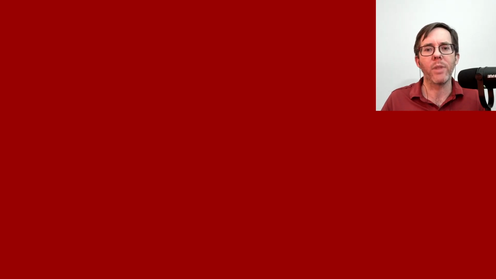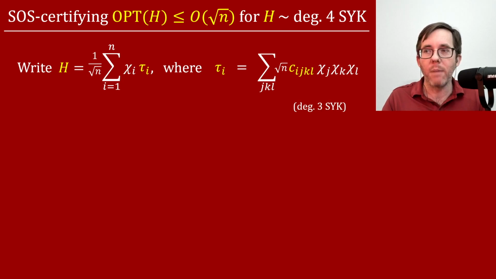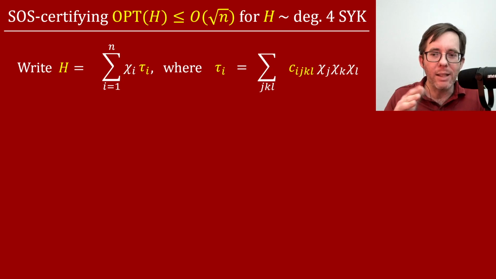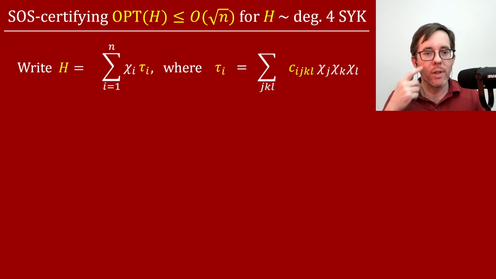Okay, so now I'll tell you about the upper bound and the lower bound. So let's start with the upper bound. We're given as input a random degree 4 polynomial H, and we're going to collect its monomials into n groups depending on the index of the first chi. So I write it as the sum over I from 1 to n of chi I times tau I, where tau I is basically the sum over j, k, l of c_ijkl times chi I chi j chi k chi l.